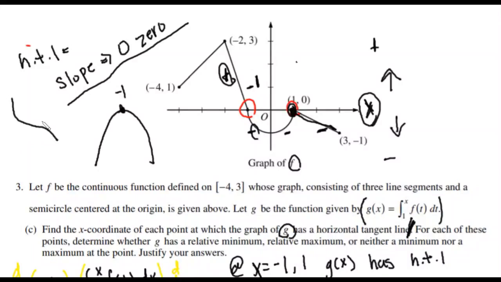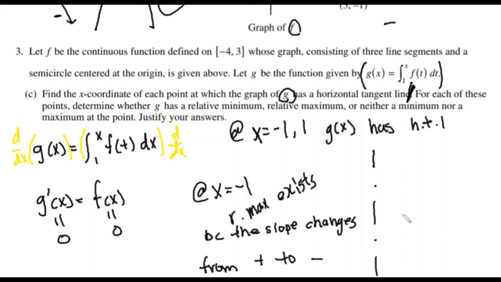Going down, going down. Negative, negative, right? Positive, negative, negative, negative. So, what did I say previously? Positive to negative, maximum.